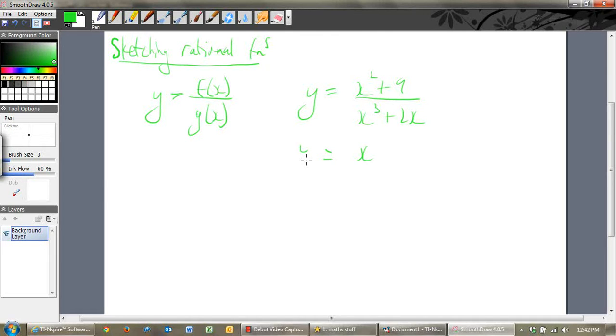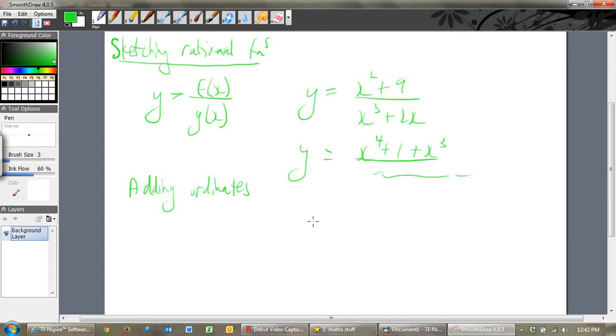It might be y equals x to the fourth plus 1 over x cubed. I'm just making stuff up. Any function over any function. And what we do in this particular case is a method called adding ordinates. And what that means is just sketching each individual function. I'll show you what it means.